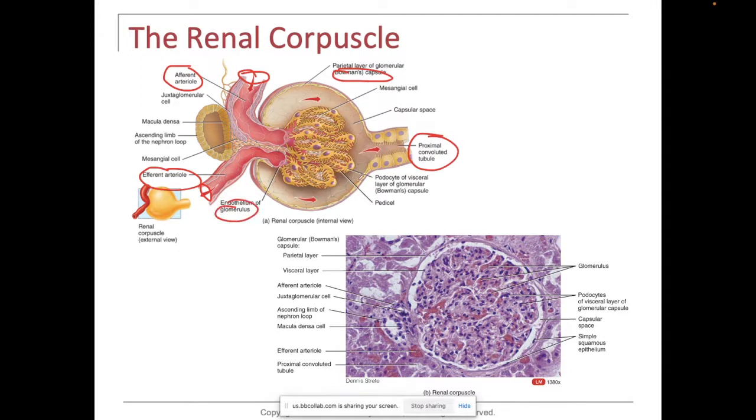And what surrounds the glomerulus are these little podocytes. The podocytes wrap around and create these little regions of filtration, and there's a few different layers that allow certain things to come out to become filtrate to pass into the proximal convoluted tubule.